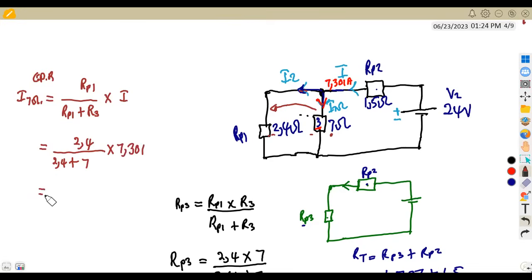7.301. All right, so that's it, guys. From our calculator, we are going to obtain something like 1.864 amps. This is current. All right, so this is the current across the 7 ohm resistor.